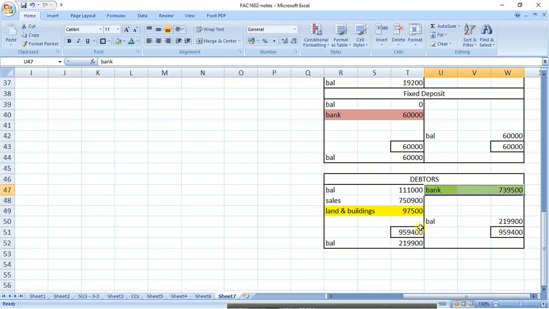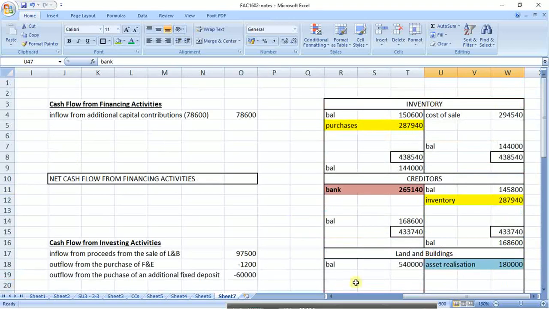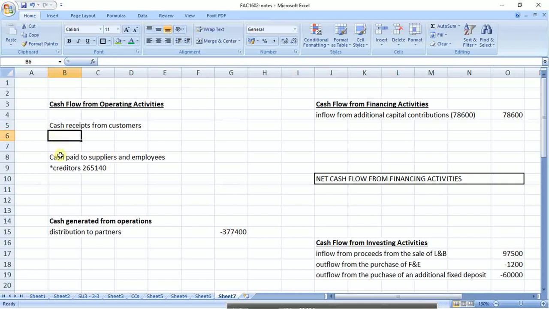Okay, so now I know that goes to where? That goes to the cash receipts from customers. Good. 739,500. Right, what else? Keep going down the list. Now you're getting all the easy stuff.